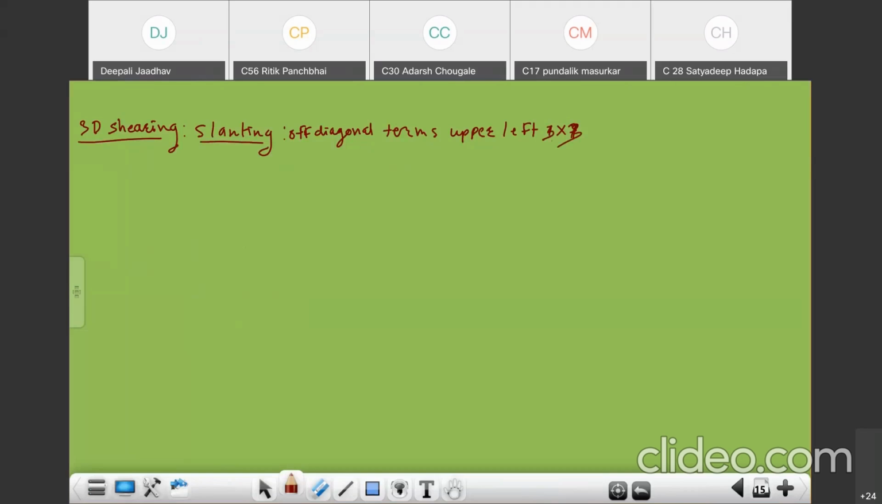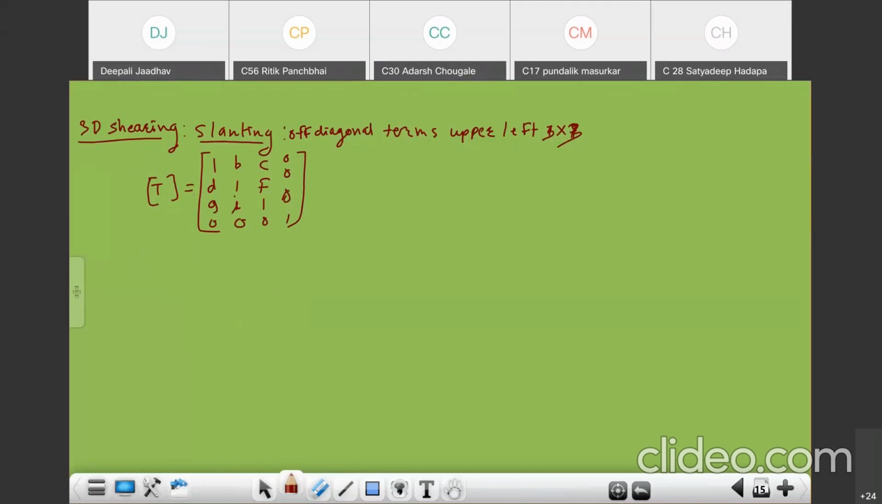So the transformation matrix is like this. Diagonal terms 1 as it is, and the off diagonal terms are used. So A, B, C, then D, E, F, G, I, 1. Okay. So here the off diagonal terms are used. The diagonals are 1 and the off diagonals are B, C, D, F, G and I. These off diagonal terms are used for shearing.